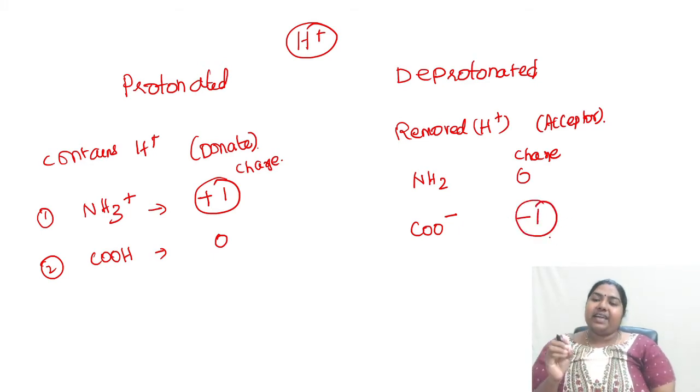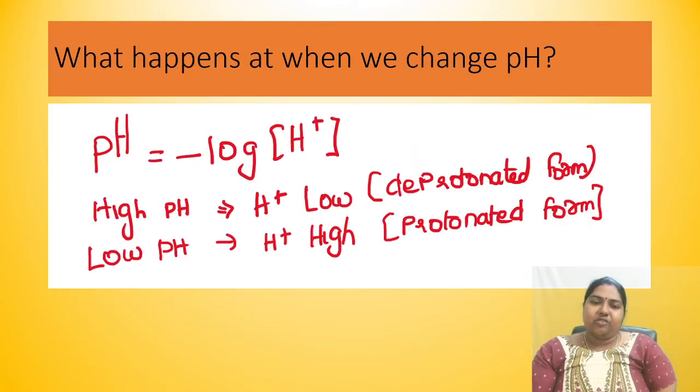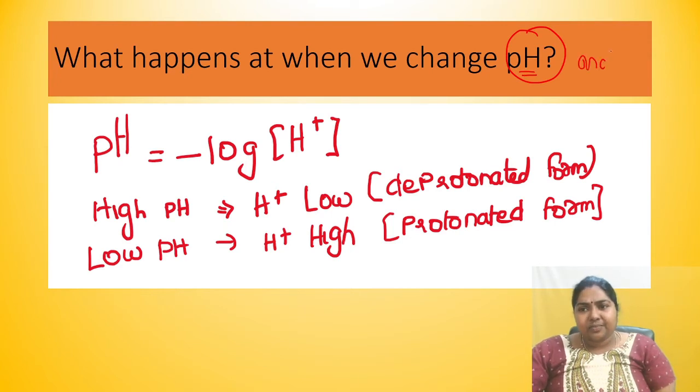So this is the very, very basic thing, the step 1 to understand for calculating the net charge of the amino acid. Now we will make a deep dive into this. So this is what happens in general. Now I am going to change the media pH. Does the pH have any influence on charge? Obviously it has an influence on charge.